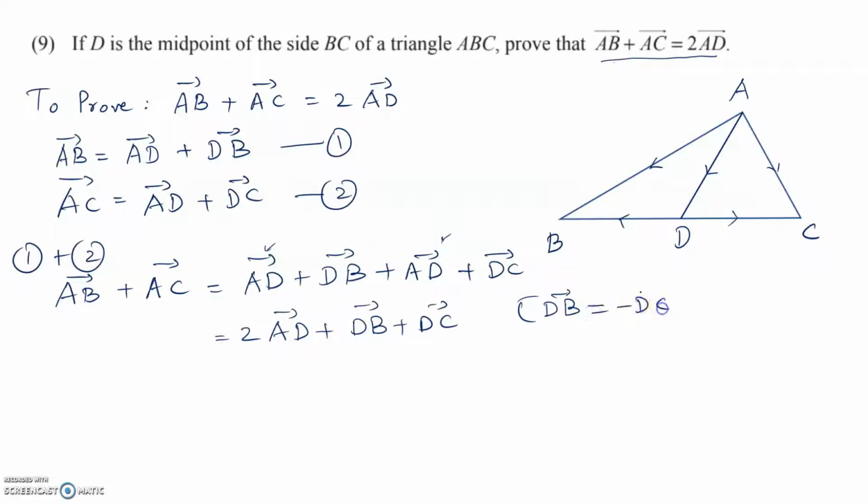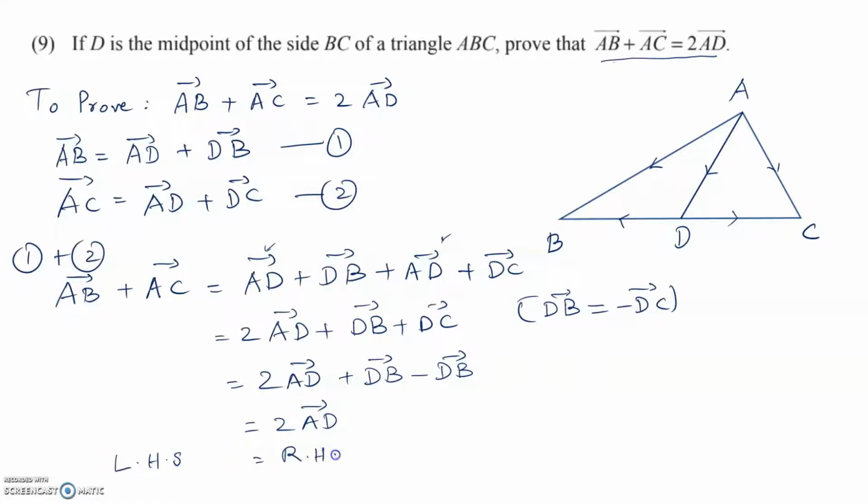So we can say DB is equal to minus DC. So from this, what we have here is 2AD plus DB vector minus DB vector. So this will become 0. You will be left with 2AD vector. So you can see that our LHS is equal to RHS. Hence the proof.